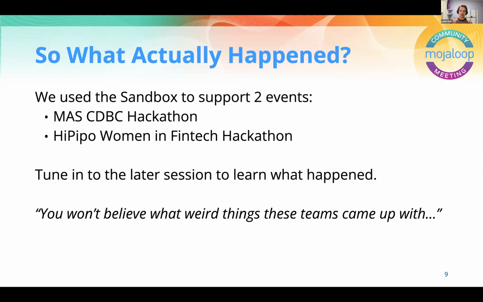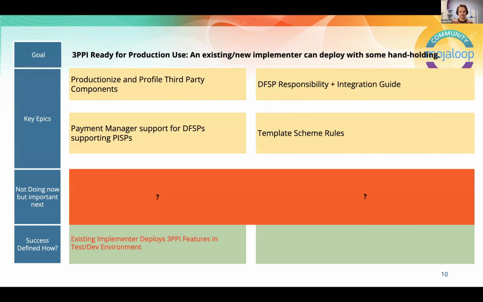So back to our goal. We said our goal was we want to support a hackathon, and this is where I drop a bit of clickbait to say you won't believe what weird things these teams came up with. I'm going to be talking about that a little bit later on. We had two hackathon events, the MAS CBDC hackathon, and more recently the High People Women in FinTech. Unfortunately, we didn't really get many users on the PISP side of things, but we still learned a whole bunch about people integrating with the sandbox that we can then apply.